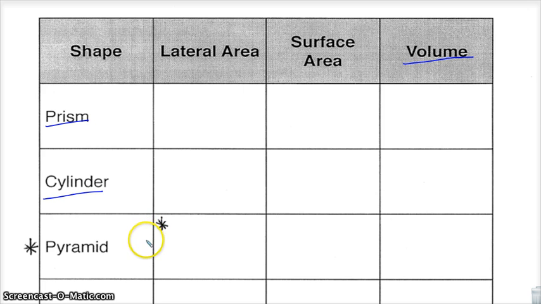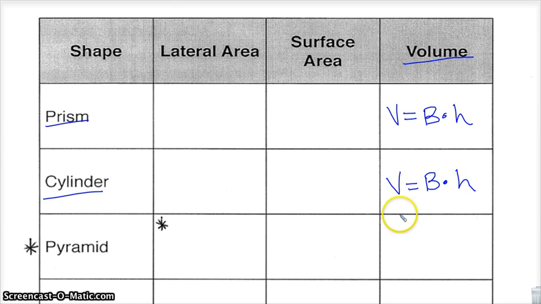So, first things first, let's get those formulas down. It's nice and easy. The volume formula for a prism and cylinder are identical. Volume equals the area of the base times the height. Again, for a cylinder, the area of the base times the height. Now, we remember with a cylinder, our base is a circle, so technically I could rewrite this formula as pi r squared times the height. All right, let's take a look at a couple examples.